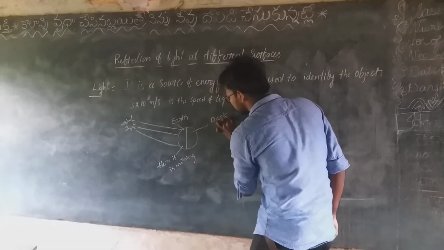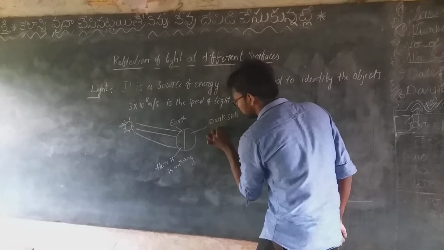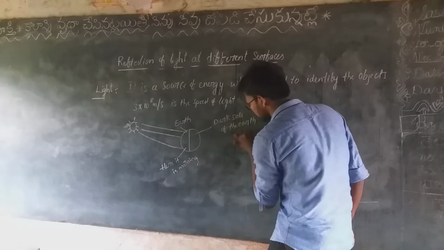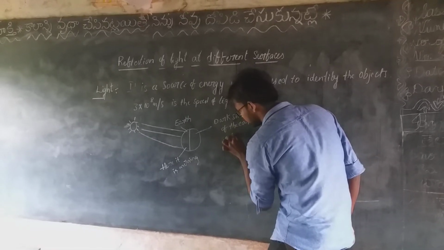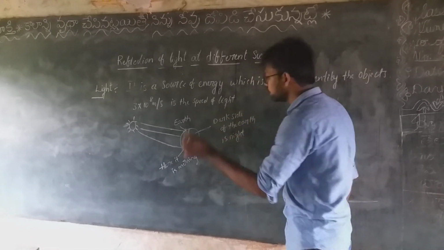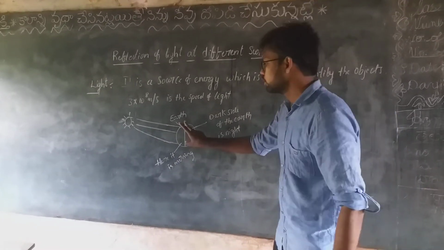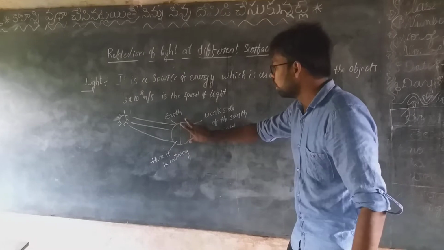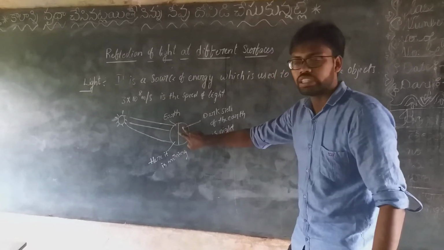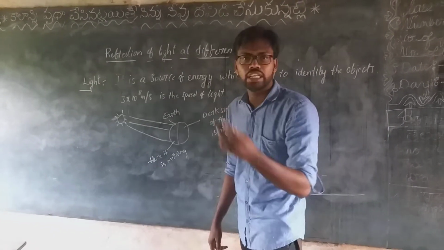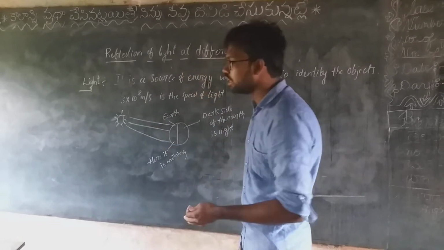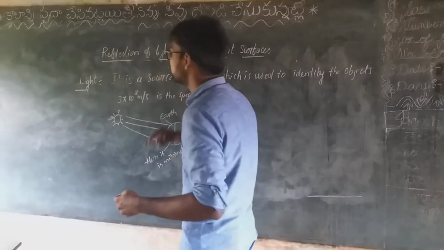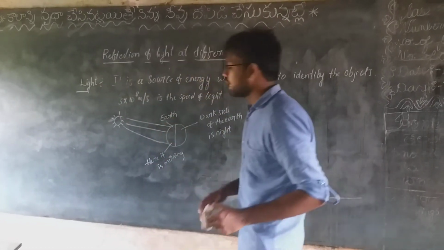The dark side of the earth is night. So half of the earth is showing as morning, half of the earth is showing as night. For example, India as well as America. Here in India it is morning, but in America it is night. This is completely about light.